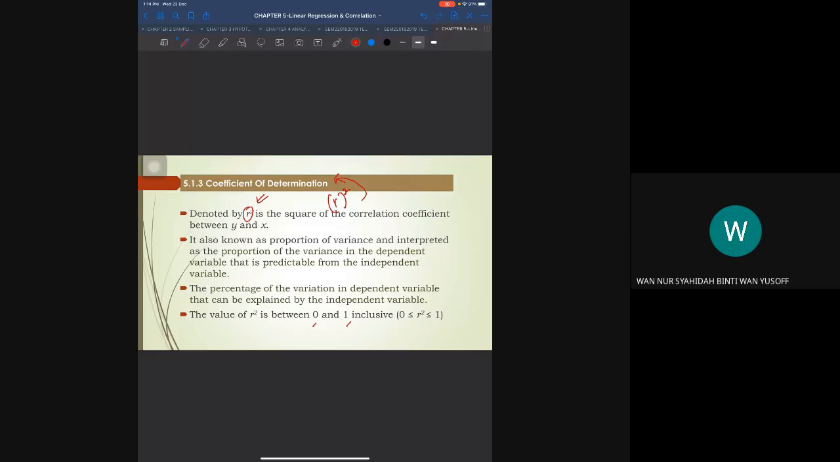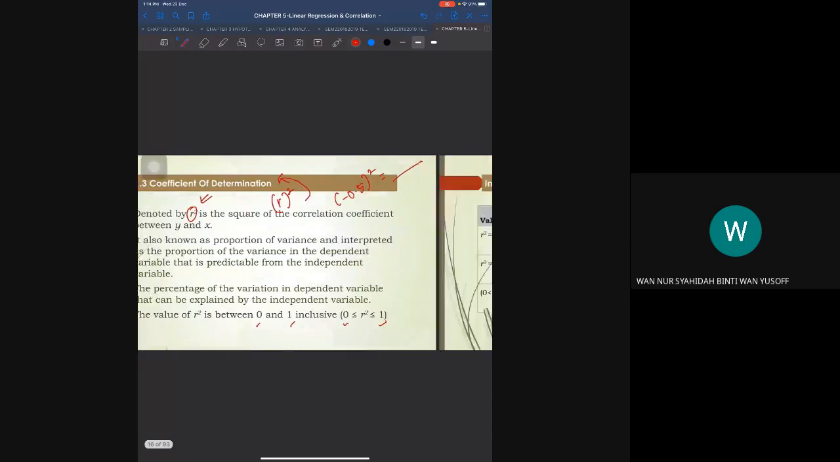If your R is a negative value, let's say negative 0.5, when you square it you will get a positive value. So R square is a positive value, from 0 to 1. We will discuss after this how we interpret the coefficient of determination.